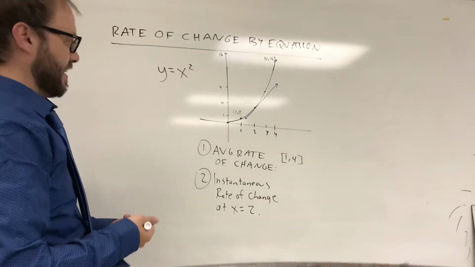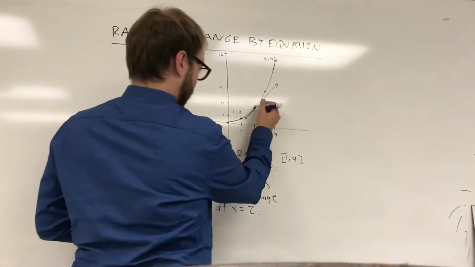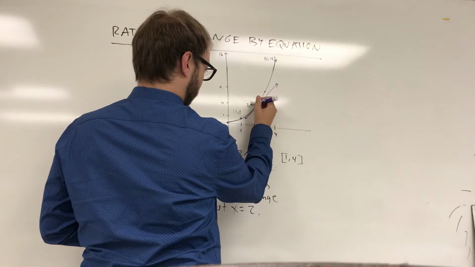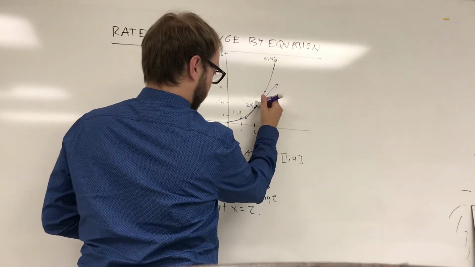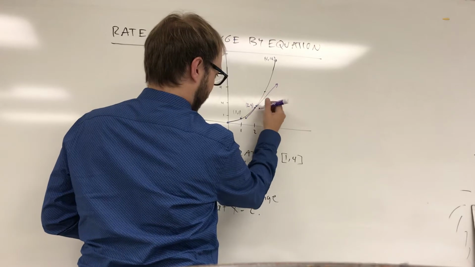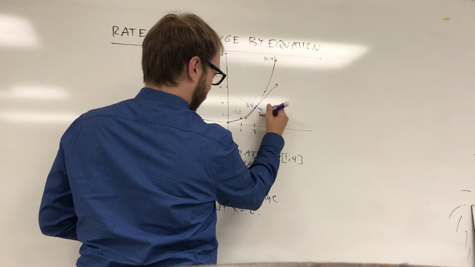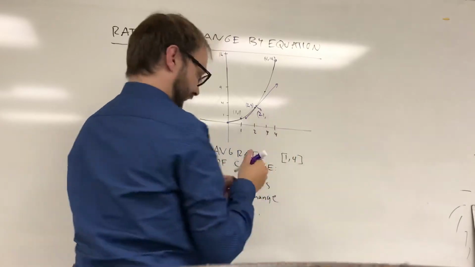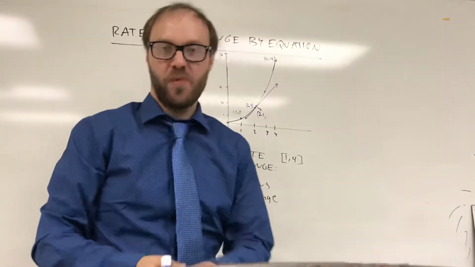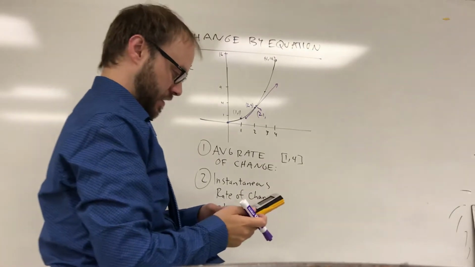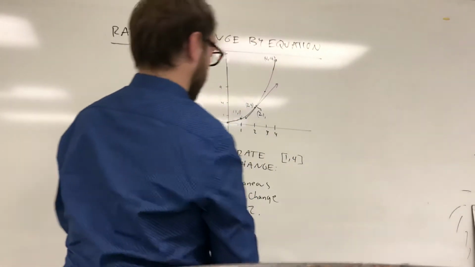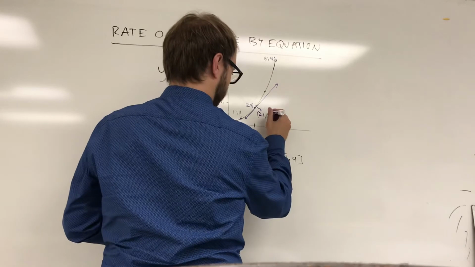So what I'd like to do is, of course, we know that it starts out at the point (2, 4), and I'd like to pick a point really, really close to 2. So I'm going to pick a point right here on the curve at like 2.1, okay? And I can put that into the function. 2.1 squared, I believe, is 4.41, right? Yes. So that's going to be the point (2.1, 4.41), okay?